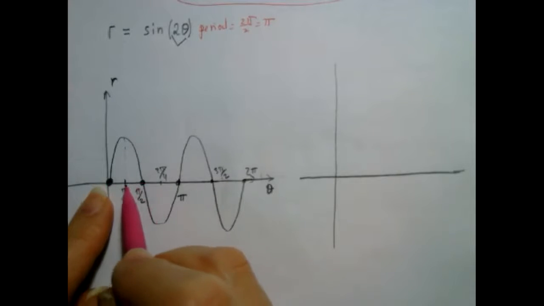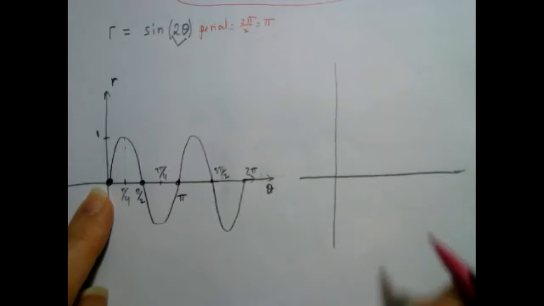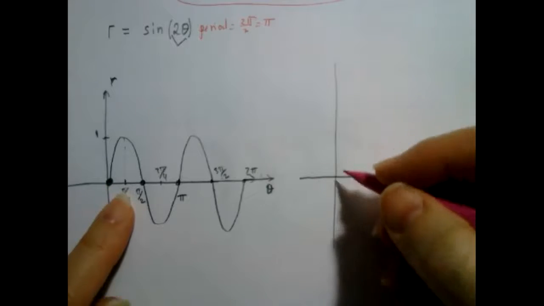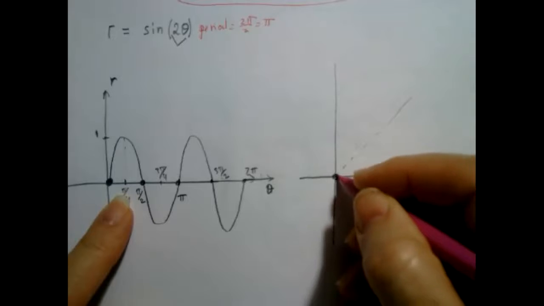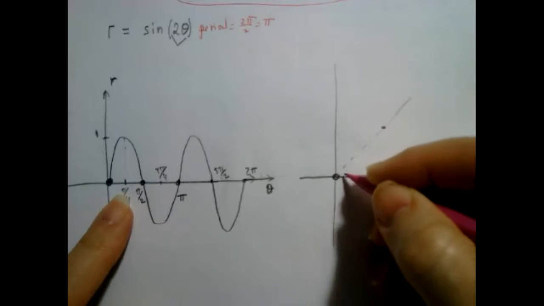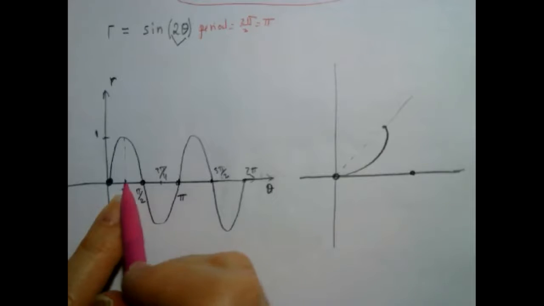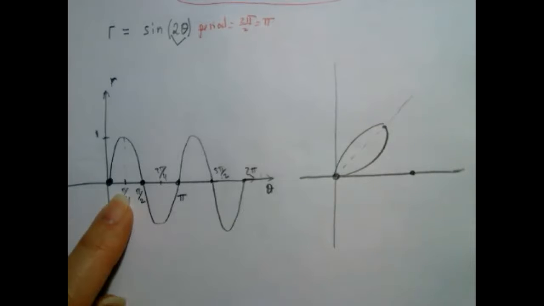Between 0 and pi over 2, we know at pi over 4 it's maximizing. So at 0, I am here. At pi over 4, I am here. And this is increasing like that. Between pi over 4 and pi over 2 it decreases and gets back here.